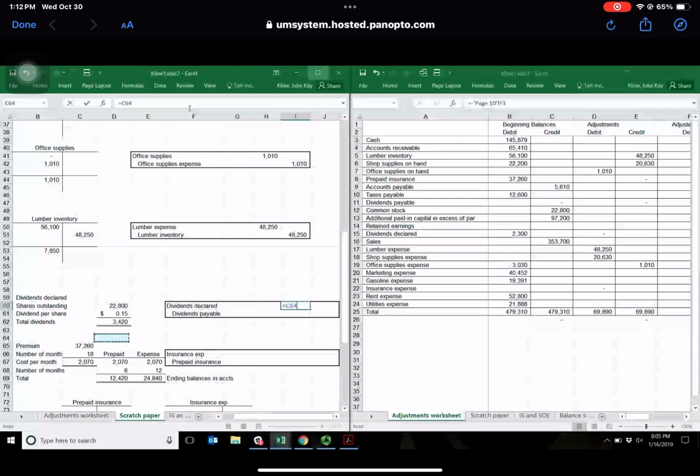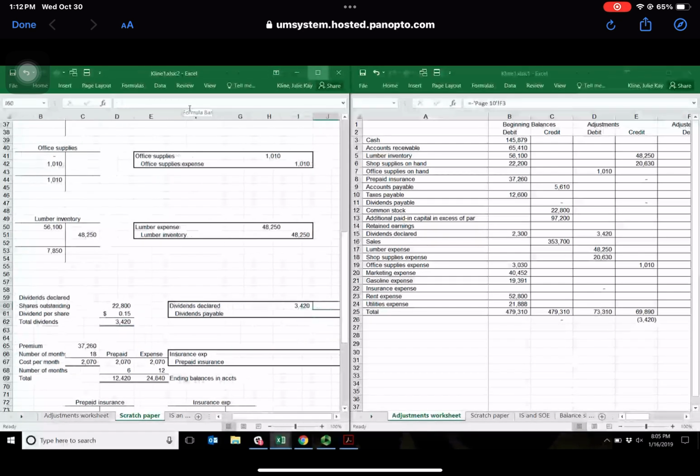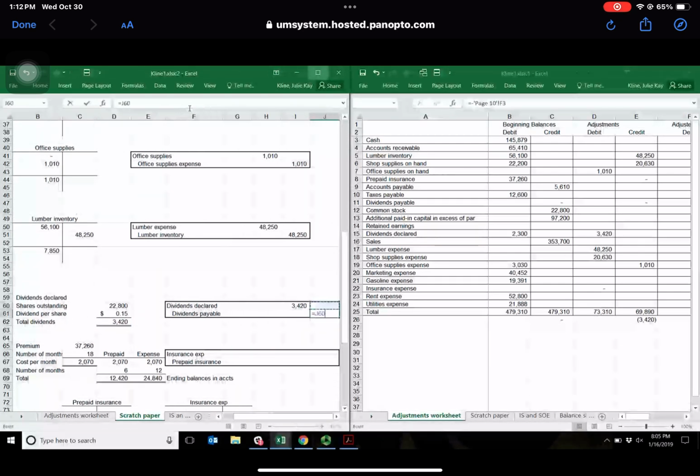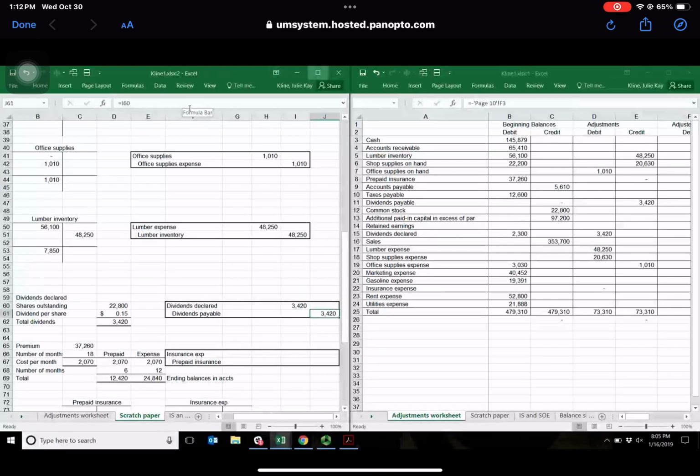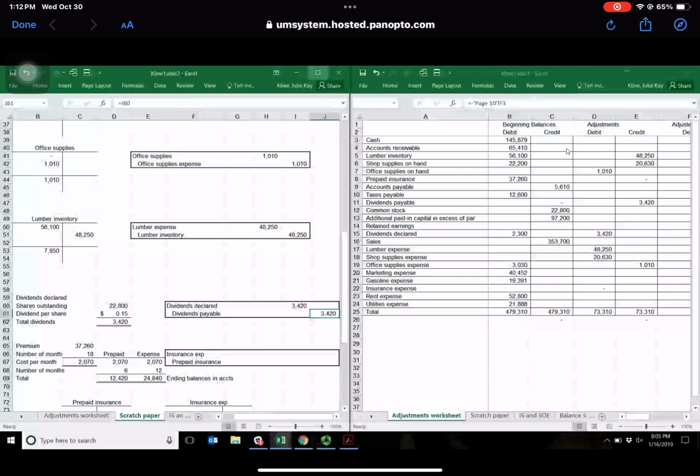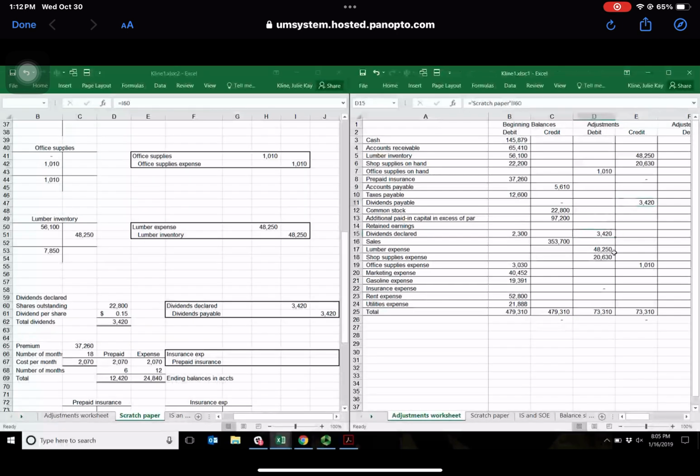Dividends declared is a contra equity account, reduces earnings, and we owe money, dividends payable. So we haven't paid them yet, but we're going to be paying them. So that's our debit and our credit, and we make sure it gets posted. I say posted, but really it means put in the adjustments column.